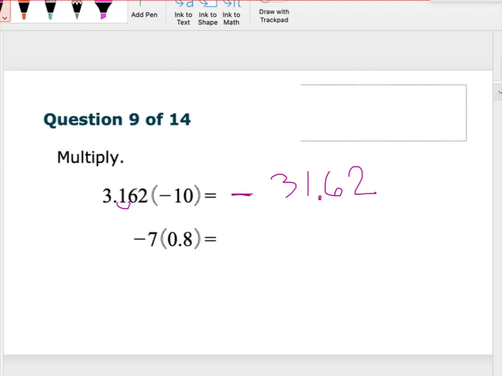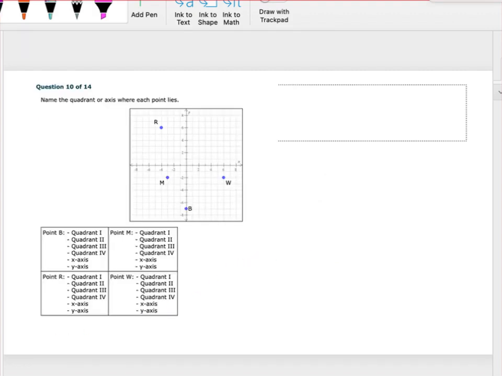Okay, now in the next one, we're multiplying -7 times a +0.8. Negative times a positive will give us a negative. And then 7 times 8 is 56. So 7 times 0.8 would be 5.6 because we'd have one decimal in the answer. -5.6 is the answer. Okay, so now question 10. Name the quadrant or axis where each point lies.